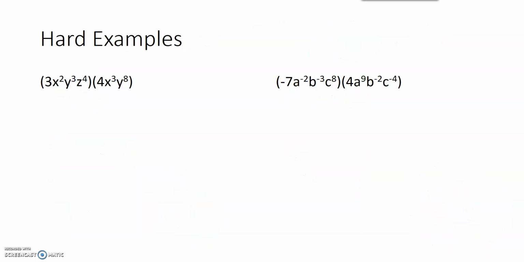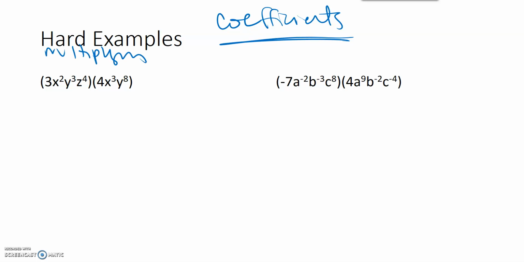We're going to finish these with what I call hard examples. Now, why they're hard is because they have coefficients. And it's really easy to add exponents, but really the overall idea here is that we are multiplying these things together. So when we have coefficients, like we do in this example, the 3 and the 4, we have to multiply them together. 3 times 4 is 12. And that's what we start with. That's our coefficient. Then we go through and we combine exponents like we normally would.